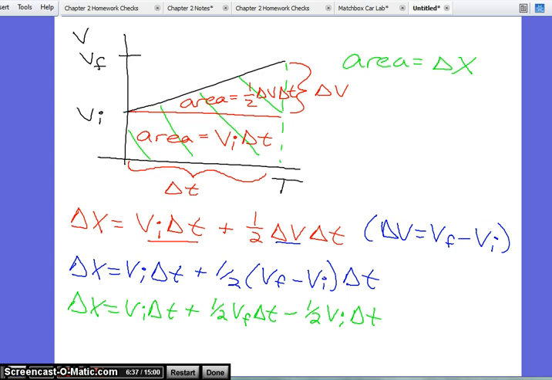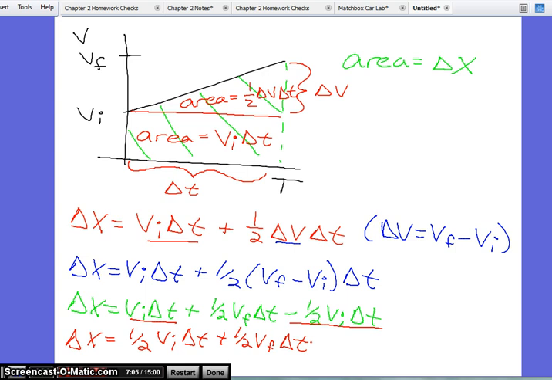Now here we see that we have vi delta t minus 1/2 vi delta t. Well, that's the same as taking a whole and subtracting half. If I have a whole pizza and I take a half away, I'm left with half a pizza. So I'm left with 1/2 vi delta t plus 1/2 vf delta t.